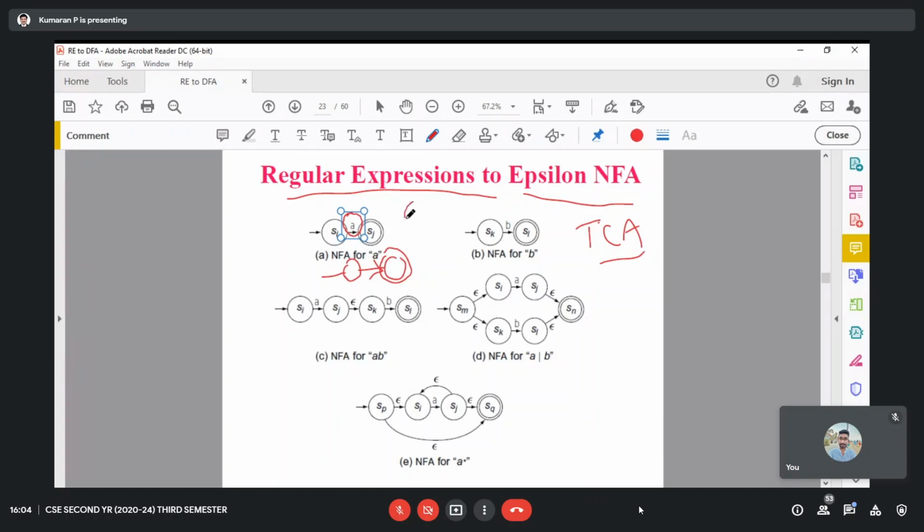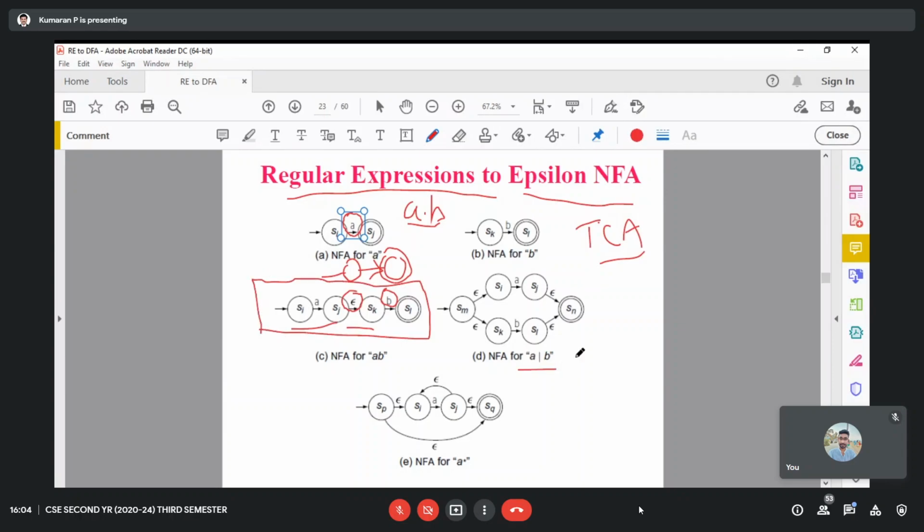Next, whenever you have two symbols with the concatenation operation, for one symbol you have one transition, and between these two you have to introduce lambda or epsilon. Both mean the empty string only. Next, after that you introduce the second symbol. This is the structure you have to follow for concatenation.